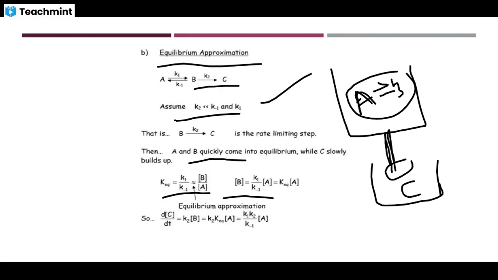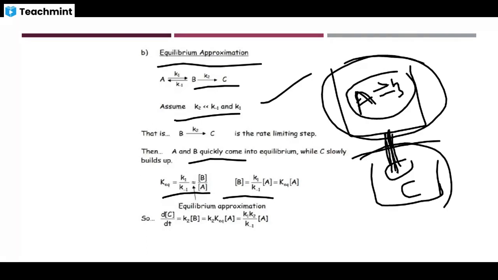So we approximate B divided by A. Because the drain to C is very small, you can neglect it, and easily put only the equilibrium concentrations of B and A. So that is the equilibrium approximation.